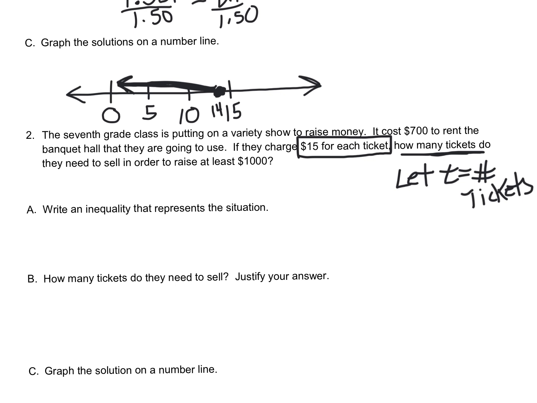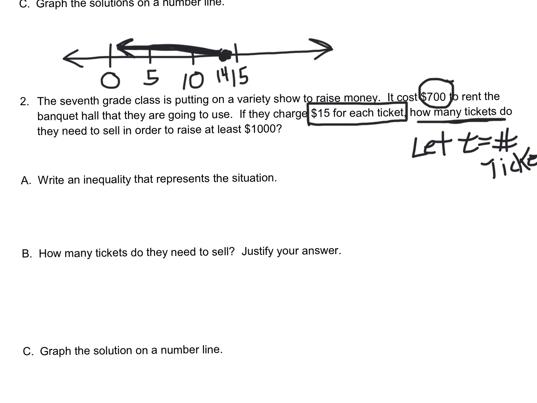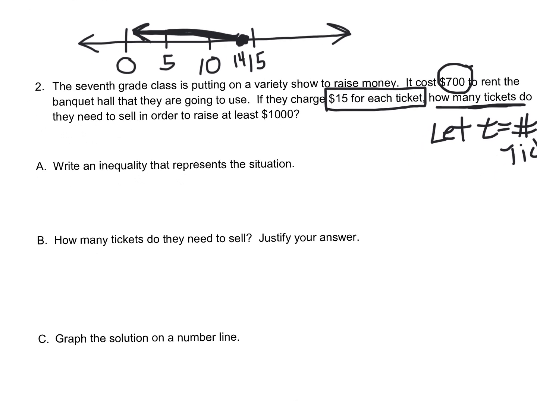Okay. Notice that it says also we have a $700 fee to rent the place. So that is a cost. That's something that we have to pay for. We want at least, right here it says we want at least $1,000 raised. Okay, so I just did that backwards. Let me try that again. I would like to raise $1,000 or more. So everything on the left-hand side is going to be bigger than or exactly equal to the $1,000.